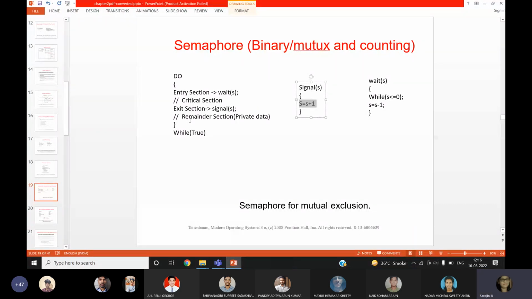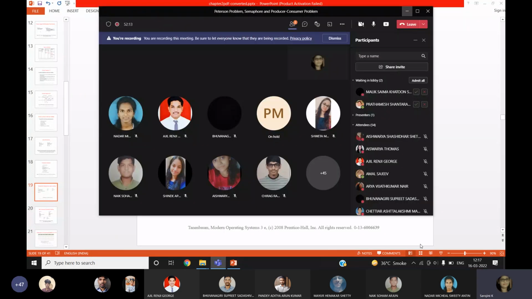Assume that one by one 3 people left. So here the value will be 3. Then 3 more people will be allowed to go inside. So like this, counting semaphore will work. Is this clear, students? Are you all listening?